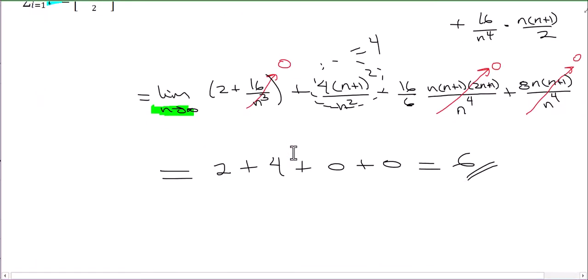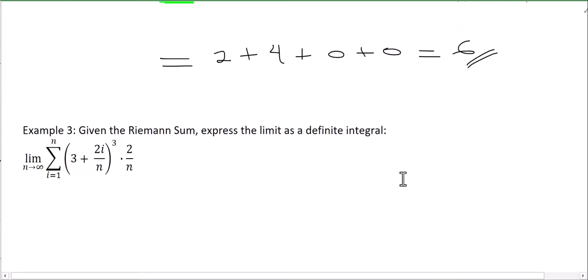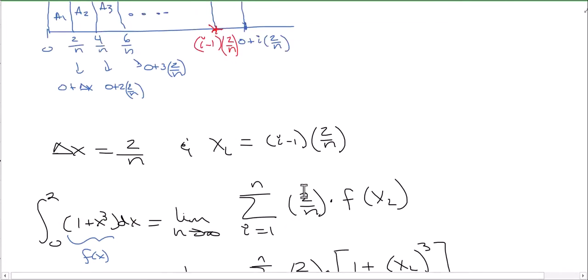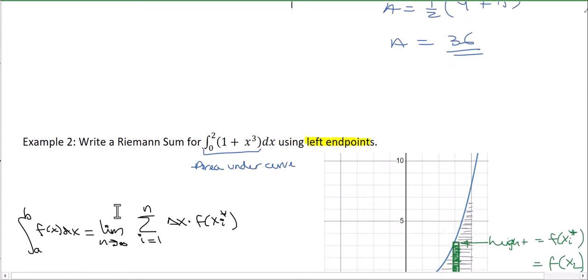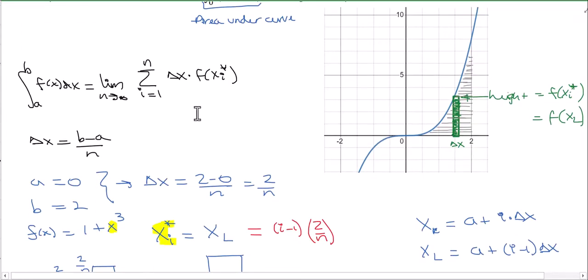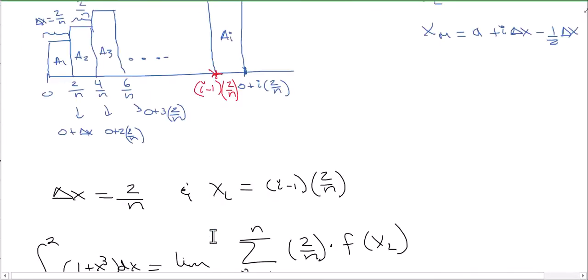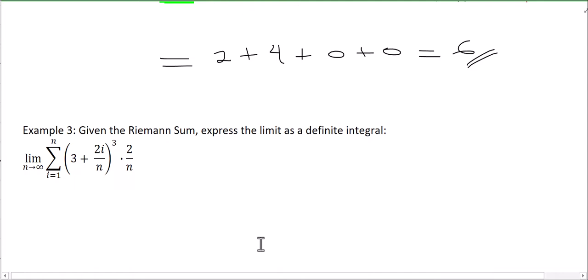All right, last example is, given a Riemann sum, can you write the integral? So something like this. Given the Riemann sum, express the limit as a definite integral. So going backwards. So in this prior example, we were given the integral, which represents the area under a curve, and asked you to write it as a Riemann sum and evaluate it. Once you evaluate that Riemann sum, you get the exact area. So now we're trying to go backwards. Given the Riemann sum, can you write the integral?